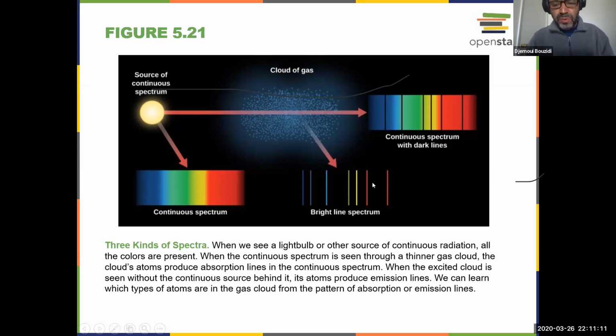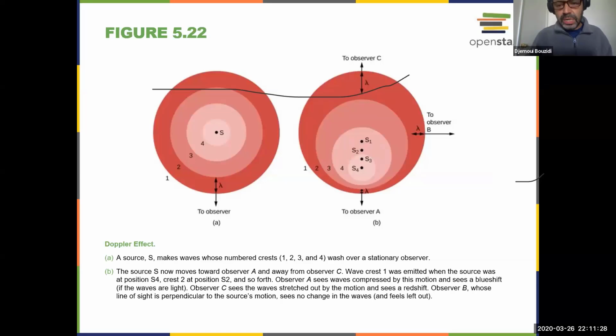If the object is moving towards you, the entire spectrum appears to be moving in the opposite direction, toward the blue side. This is what we call the red shift or the blue shift. For example, most of the galaxies nowadays, when we look at them, at least the faraway galaxies, their wavelengths are shifted toward the red.